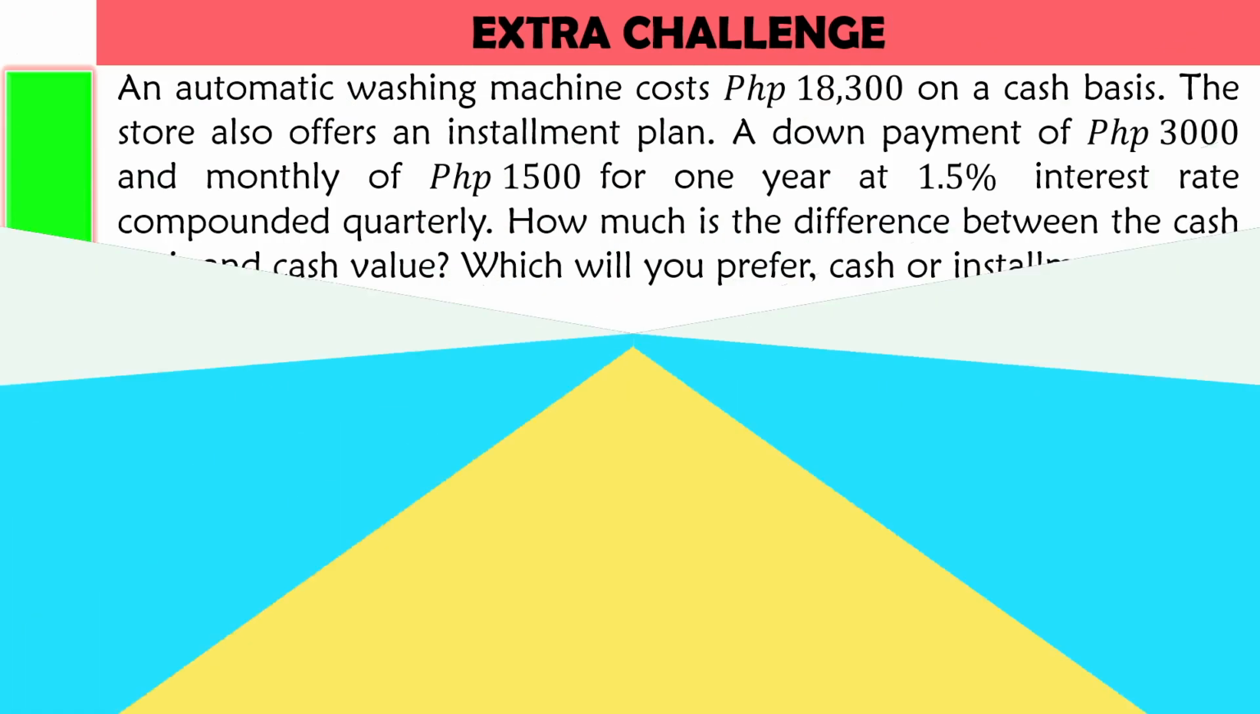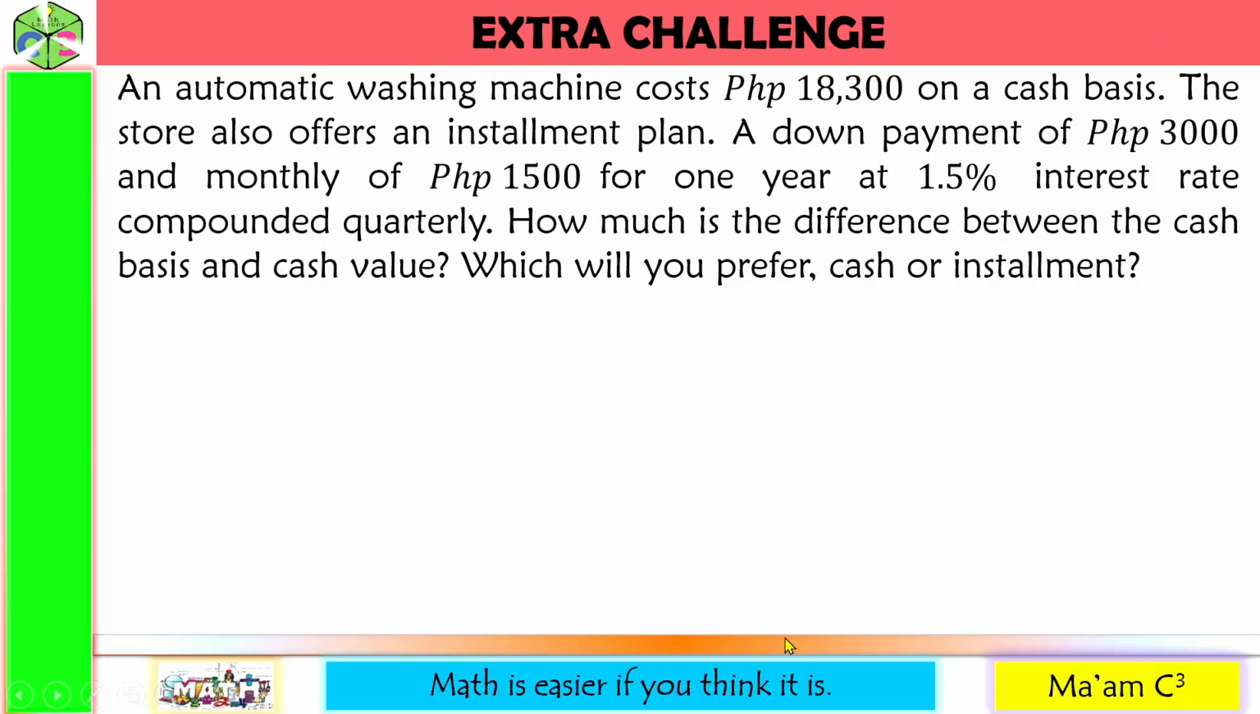Let us do extra challenge. An automatic washing machine costs 18,300 pesos on a cash basis. The store also offers an installment plan. A down payment of 3,000 pesos and monthly of 1,500 for 1 year at 1.5% interest rate compounded quarterly. How much is the difference between the cash basis and the cash value? Which will you prefer, cash or installment?